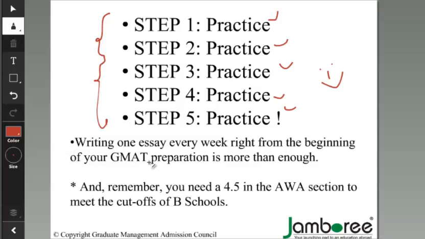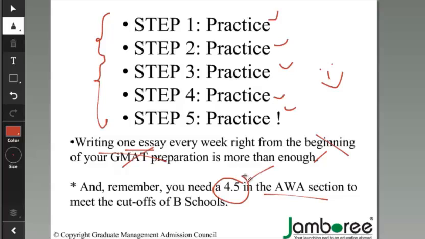And it's not rocket science. You don't have to spend days writing. 1 essay every week is fine. Even if you have not done it from the beginning of your GMAT prep, it's fine. Right now also you can do it. Write 1 essay per week. Okay, you need 4.5.